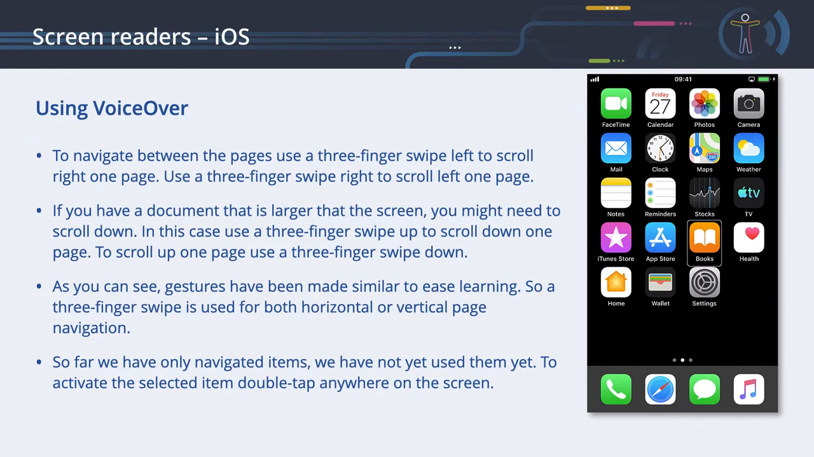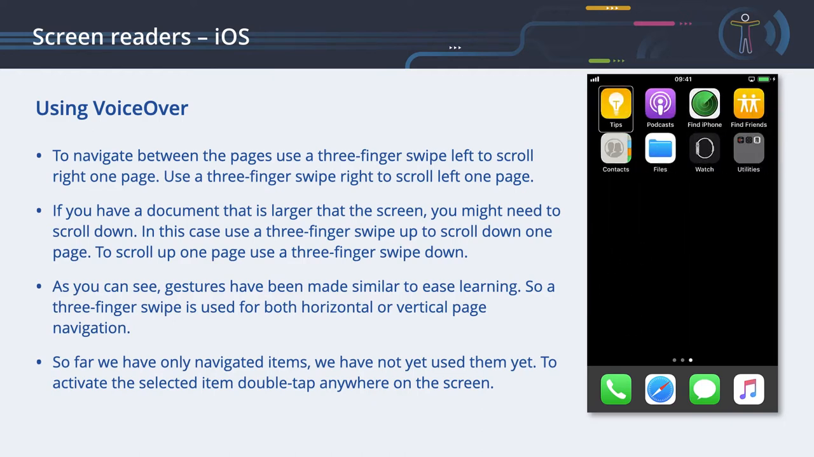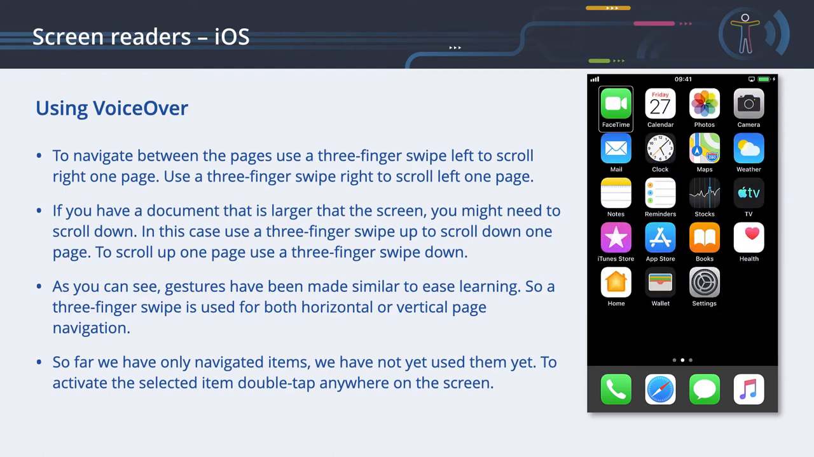So far, we have explored the home screen of the iPhone. The home screen can have multiple pages. To navigate between the pages, use a three-finger swipe left to scroll right one page. Page 3 of 3. Tips. Use a three-finger swipe right to scroll left one page. Double home. Page 2 of 3. FaceTime.